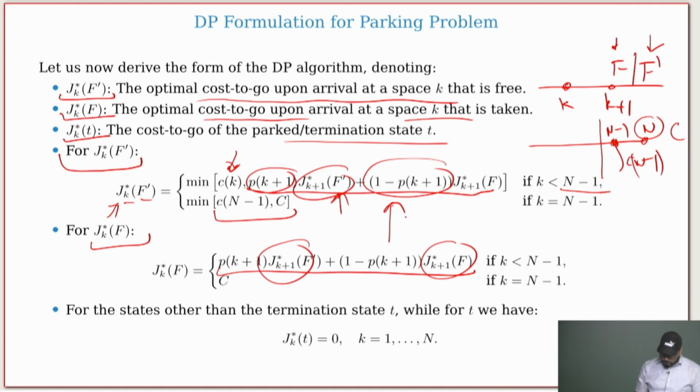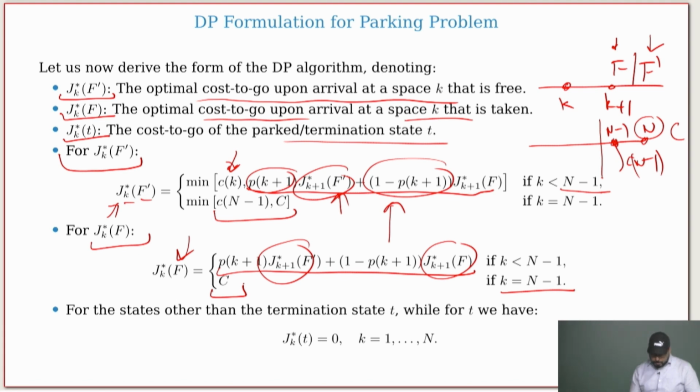And if you are at k equals n minus 1, and since this is the occupied case, obviously you have to move on, and you will go to the terminal state with a definite cost of C. Okay.